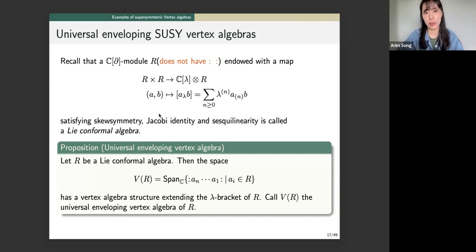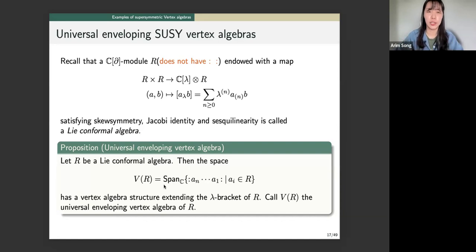And if we are given a Lie conformal algebra, we can immediately consider the corresponding vertex algebra like this. So the vertex algebra is given by this space spanned by the normally ordered products of the elements in R. So this space has a vertex algebra structure extending the lambda bracket. And we'll call this VR the universal enveloping vertex algebra of R.